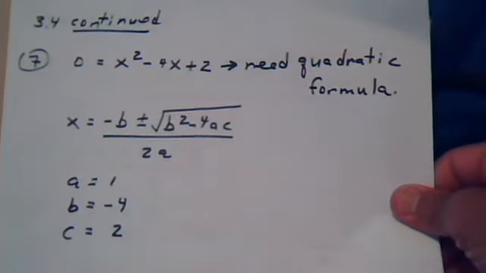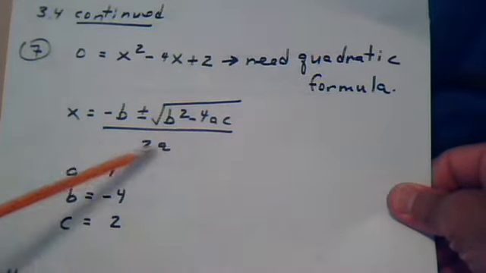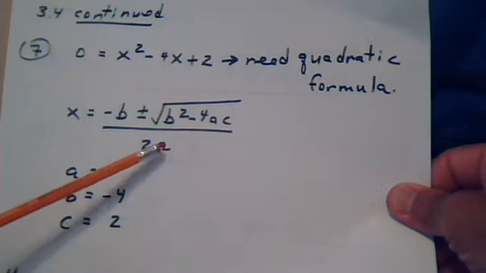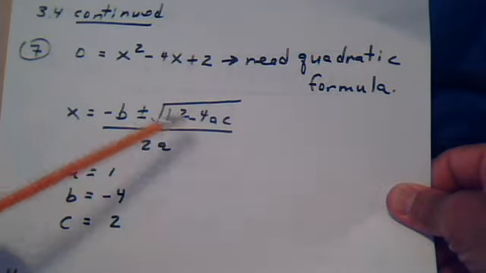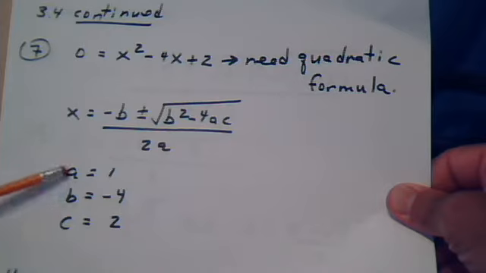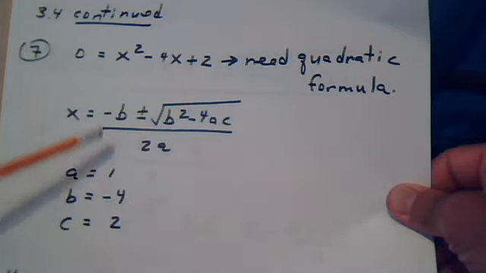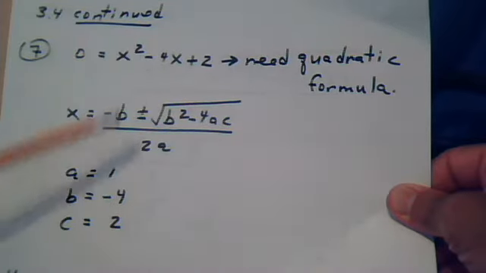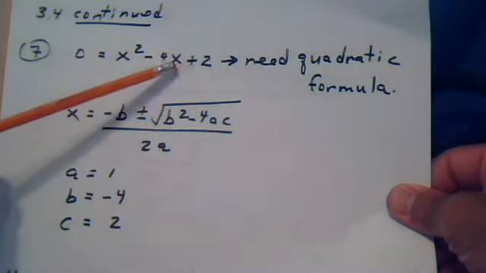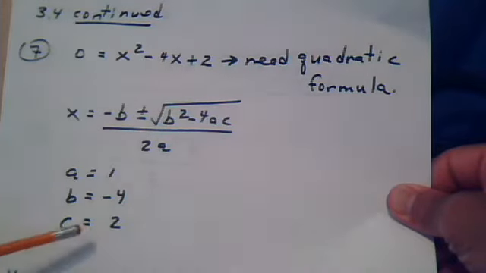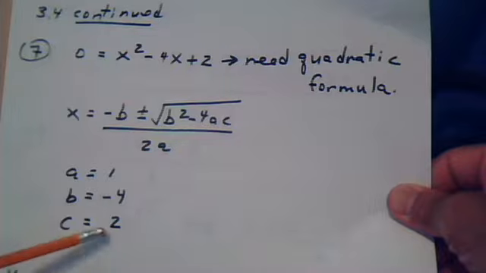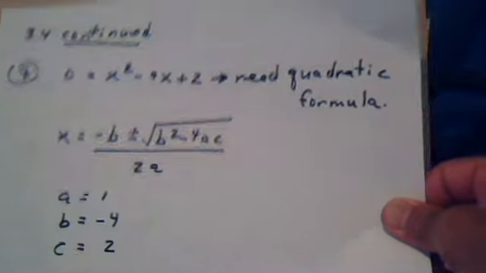So we need the quadratic formula. This is the quadratic formula, and it requires that we identify the a, b, and c. So identify these first. The a is the number in front of x to the second. The b is the number in front of x to the first. And the c is the one that doesn't have any variables. So you plug these numbers in here and simplify.